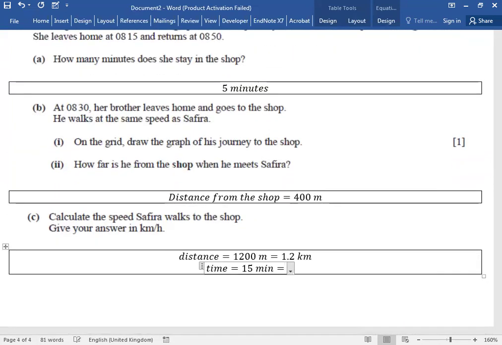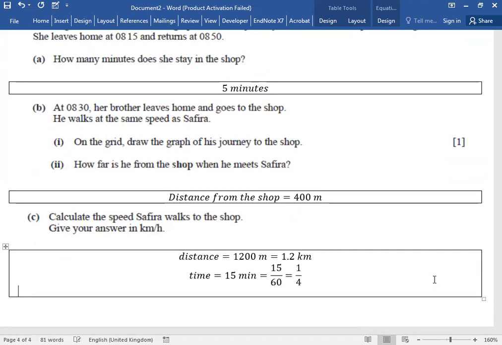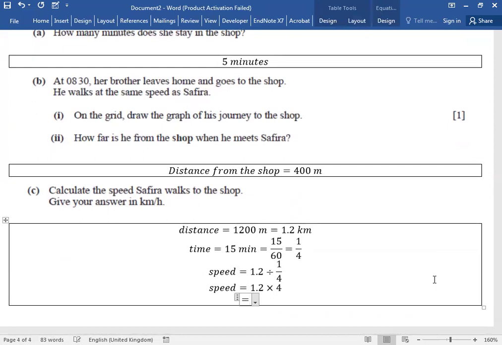15 upon 60. Keep it in fractions. This is paper 1. 1/4 हो गया. And how do I find speed? Gradient ही लेंगे हम. Change in y हमें पता है 1.2 divided by change in x. Is that right? So 1.2 times 4. And her speed was constant. तो हम distance upon time directly ले सकते हैं. 4.8 kilometers per hour. Is this clear?